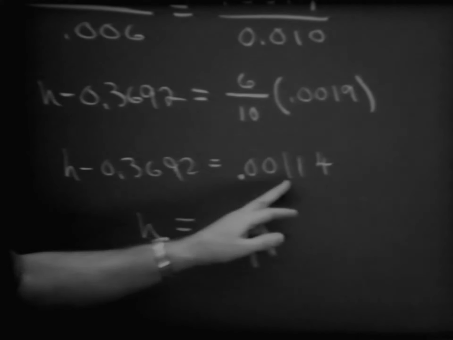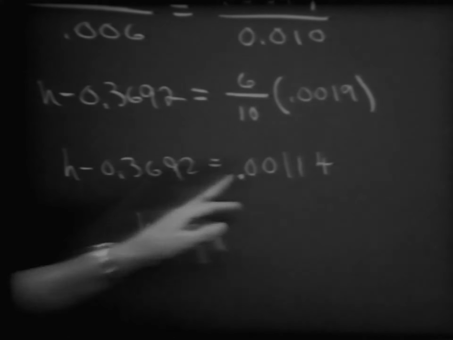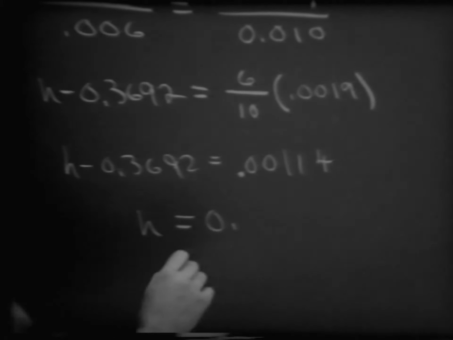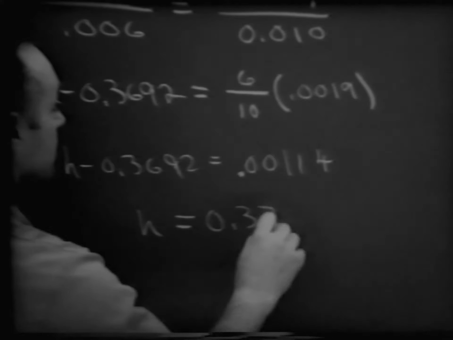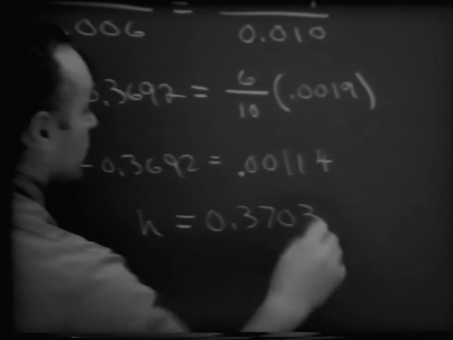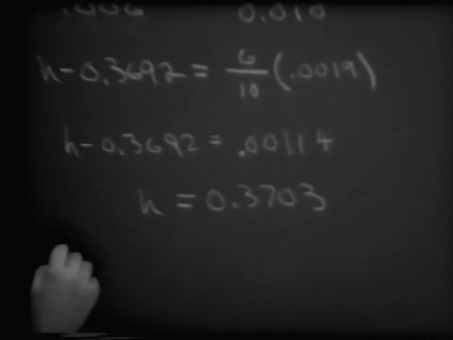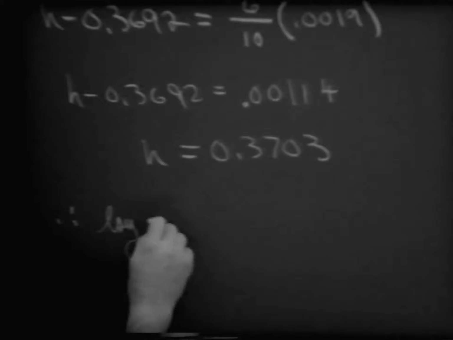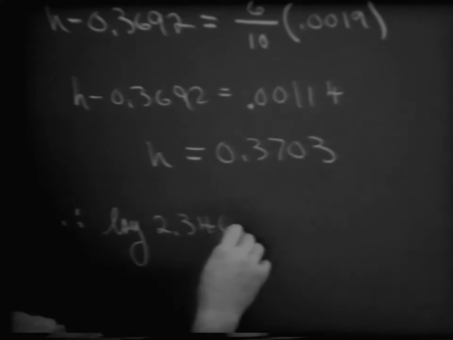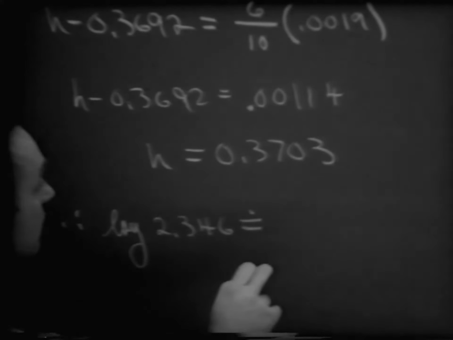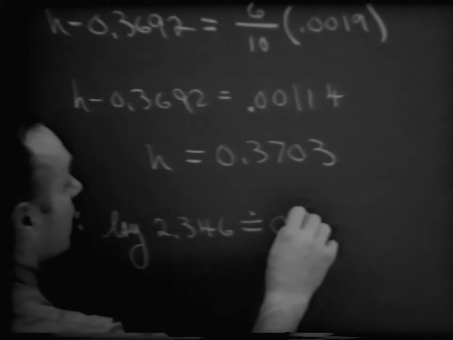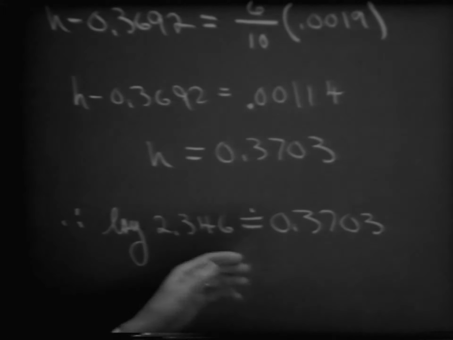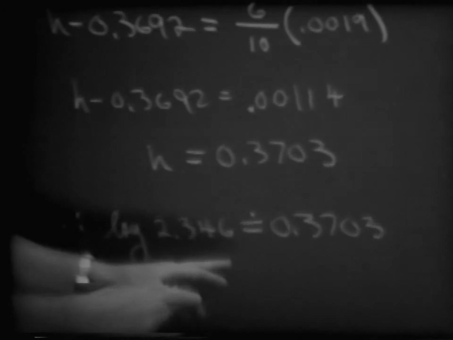Well, let's then add this number to both sides, and if we were to add 0.0011 to this number, we end up at what value? Of 0.3703. Is that right? And therefore, our conclusion is that the logarithm of the number we started with, namely 2.346, is approximately equal to what value? 0.3703.